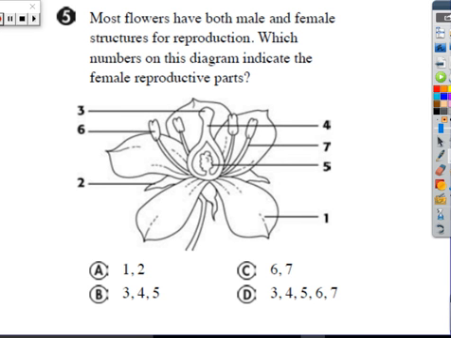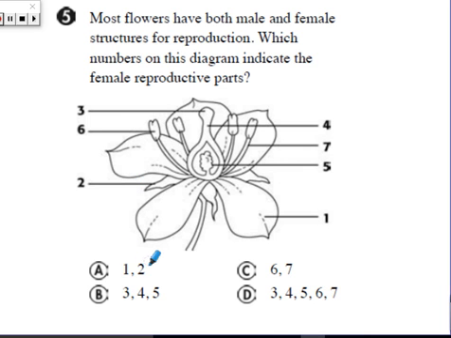Most flowers have both male and female structures for reproduction. Which number on the diagram indicates the female reproductive parts? So look at your parts. Is it 1 and 2? 3, 4, and 5? 6 and 7? Which one are the female reproductive parts?